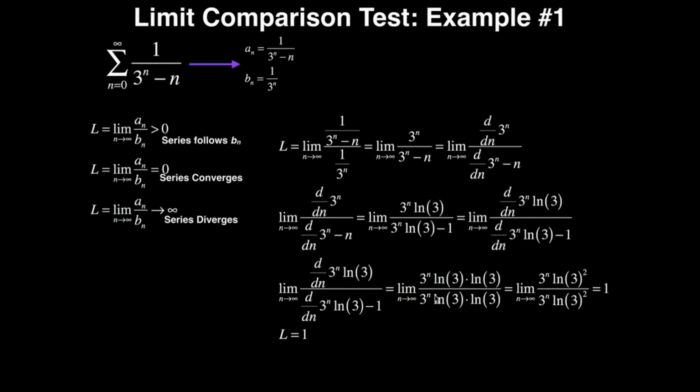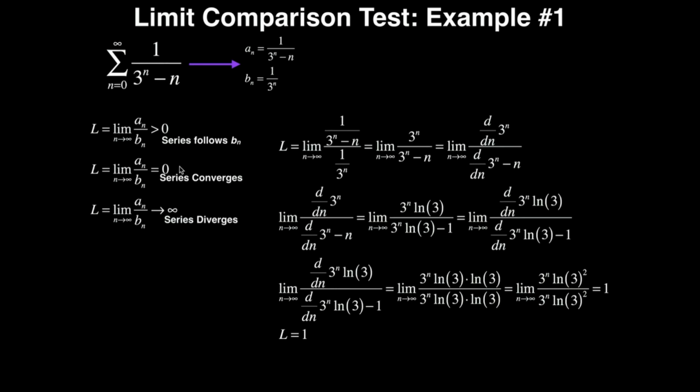So, in other words, we have 3 to the n times the natural log of 3 squared divided by 3 to the n times the natural log of 3 squared, and that's the limit as n goes to infinity. But notice, we have a natural log of 3 quantity squared in both the numerator and the denominator, so those terms cancel. And then we have a 3 to the n in both the numerator and denominator, so those cancel. So there's no need for the limit anymore, it's just 1, because everything cancels out. So our limit is 1.